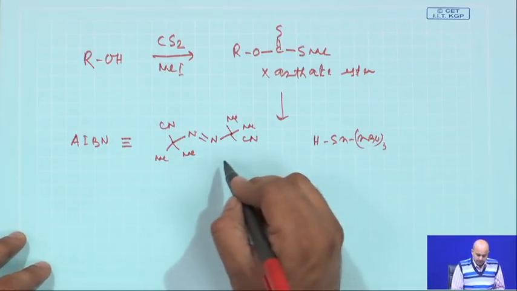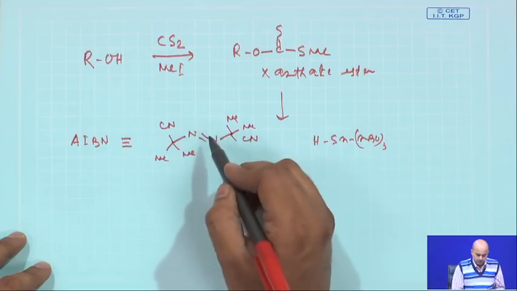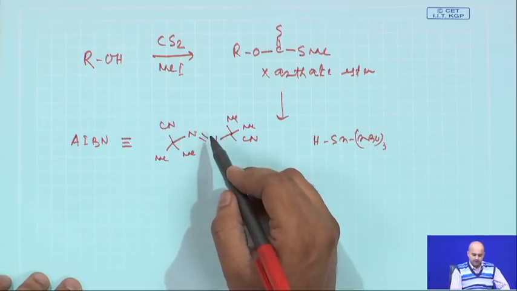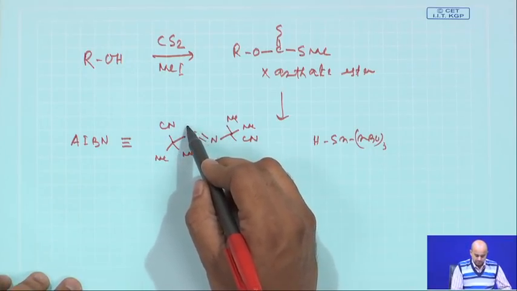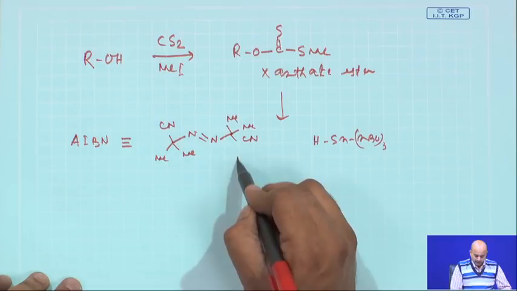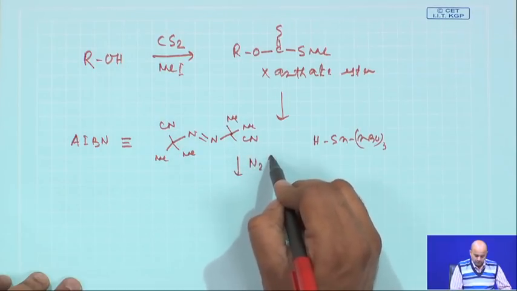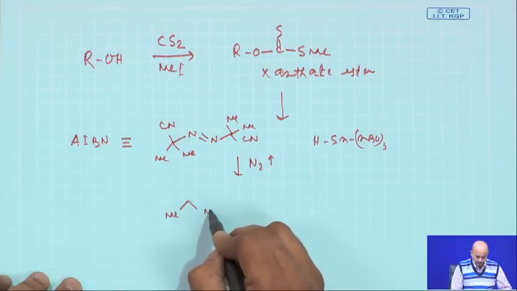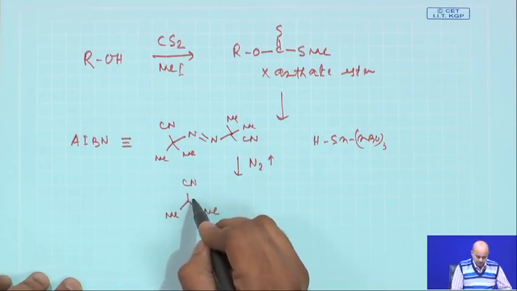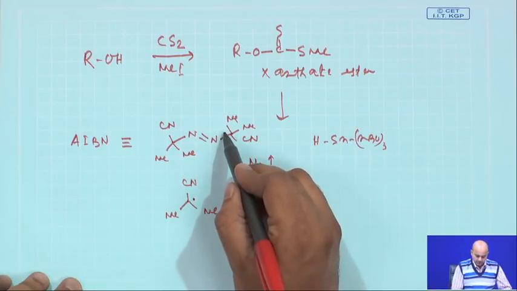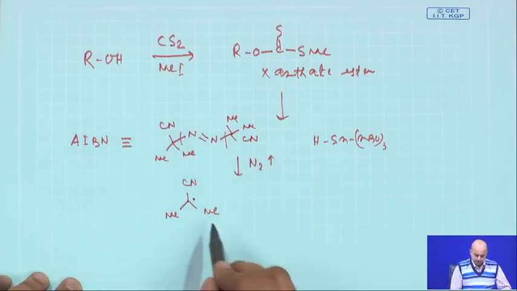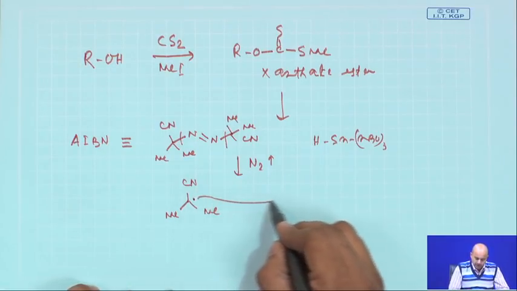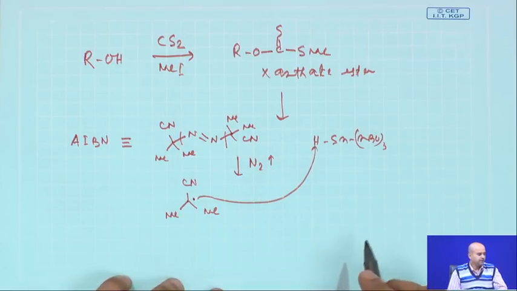Now, initially if you shine light on this molecule, the nitrogen bond basically opens up and nitrogen gas is evolved, and then you get this radical through a homolytic cleavage. You get this radical, this and this. Now, what does this radical do? It basically picks up the hydrogen from the Bu3SnH.